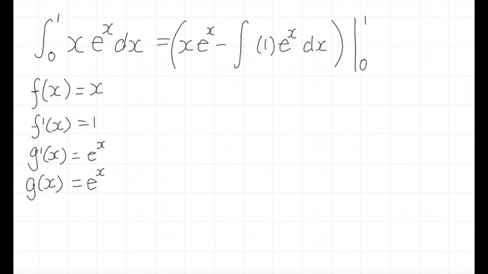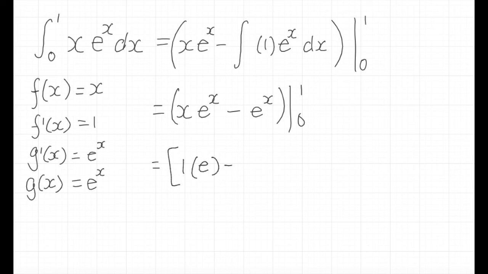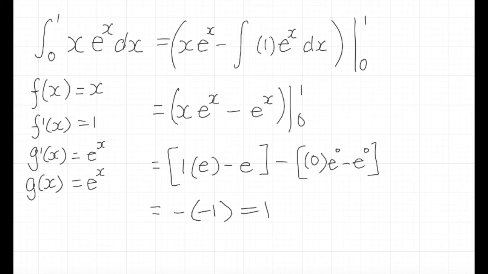Before moving on, we solve our integral part, and we know that the integral of e to the power of x is simply e to the power of x, and so we get x times e to the power of x minus e to the power of x, all from 0 to 1. Substituting in our 1s and our 0s, we get e minus 0 times e to the power of 0 minus e to the power of 0, which gives us e minus negative 1, simplifying to be just 1.